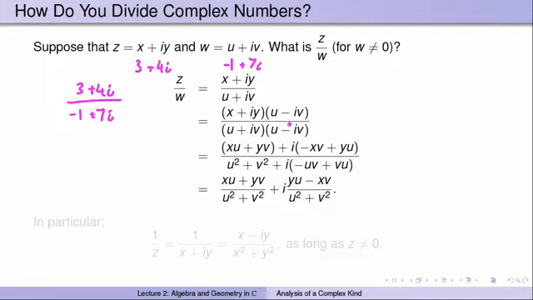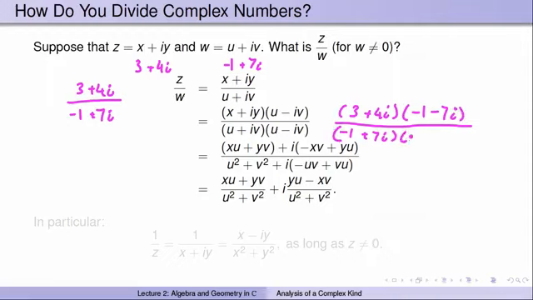So almost the same as the bottom, but I'm multiplying it by the bottom number with a plus replaced by a minus. So in our example here, I would have still my top 3 plus 4i divided by negative 1 plus 7i. But now I would multiply top and bottom by negative 1 minus 7i. So it's almost the same as the bottom, but I'm replacing this plus here with a negative sign.